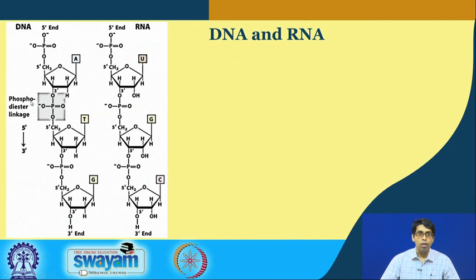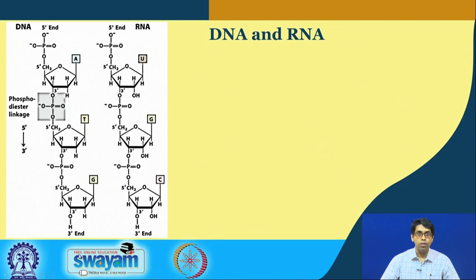Now, you see that another phosphate group is attached to the third position, so the third OH, and this is connected to the fifth CH2OH of the next nucleotide. So, this forms the phosphodiester linkage between two monomers. Similarly, there is another phosphodiester linkage between these two monomers, and it proceeds so on and so forth.